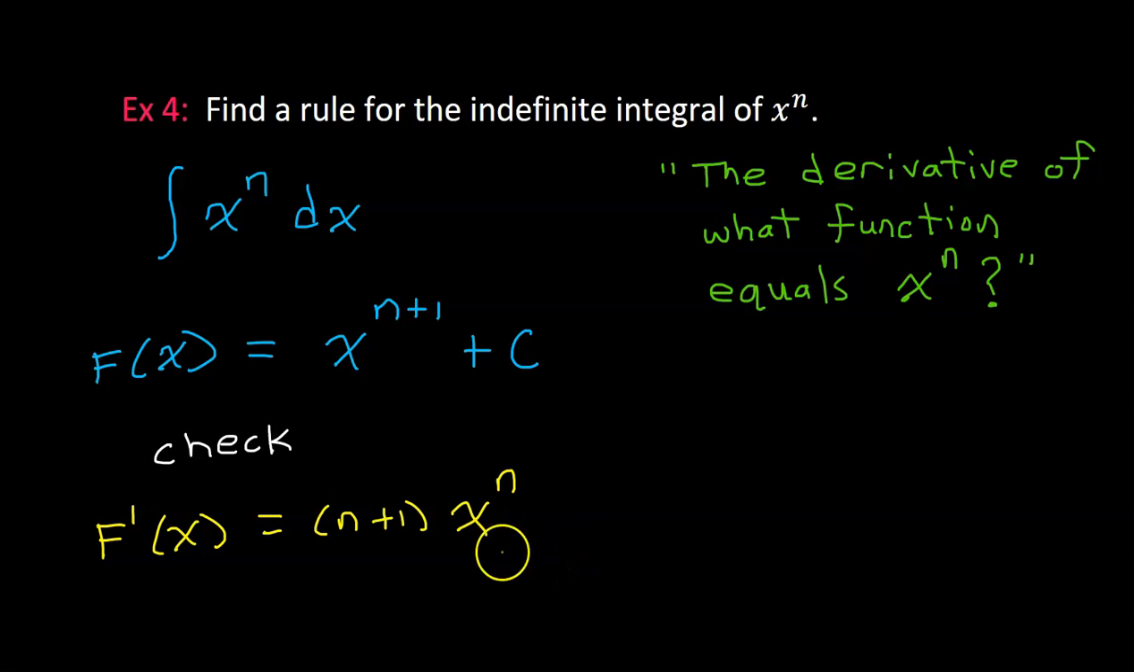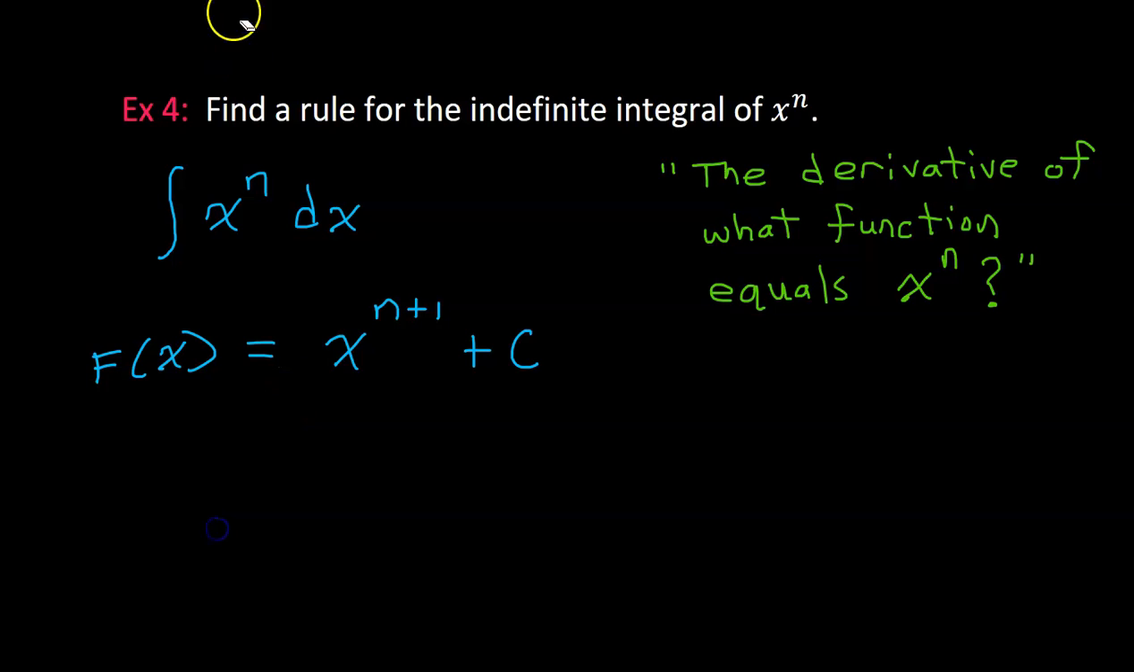So this is close. I'm getting the x to the n power that I wanted, but I have this extra n plus 1 sitting here in the front that's messing everything up. So how can I modify my initial guess to compensate for this extra n plus 1? I have an idea. I want to cancel out this n plus 1. So imagine that we put an extra n plus 1 in the denominator. Okay, let's check it again and see what happens.